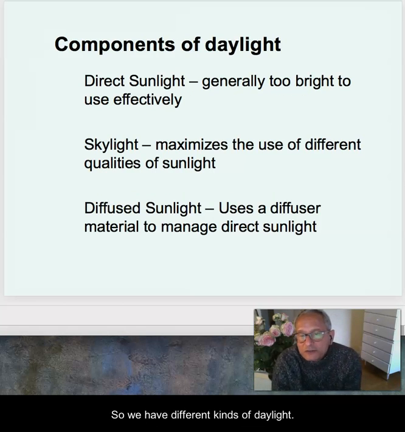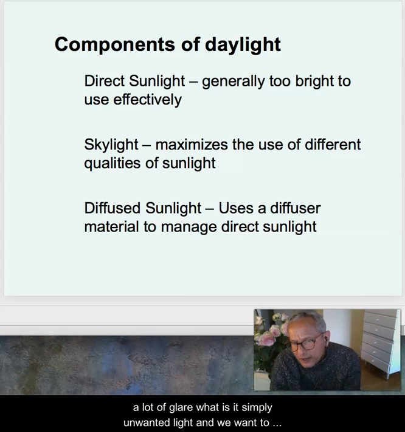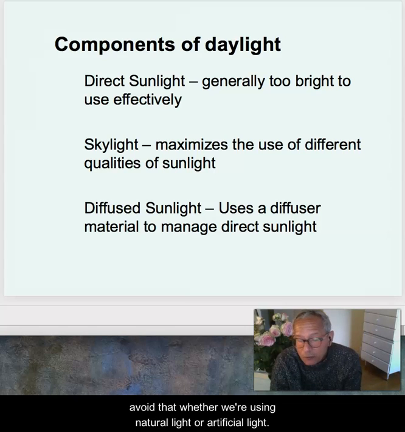So we have different kinds of daylight. We have direct sunlight. We generally don't want direct sun coming into our interior spaces if we can help it. It's really bright, it has a lot of glare. What is glare? It's simply unwanted light. And we want to avoid that whether we're using natural light or artificial light.